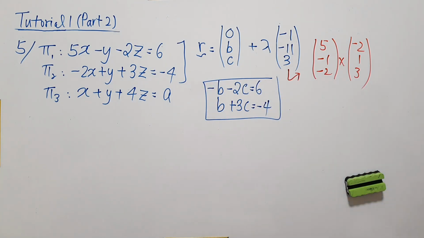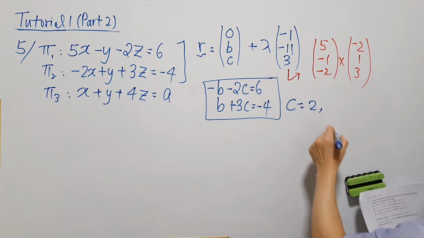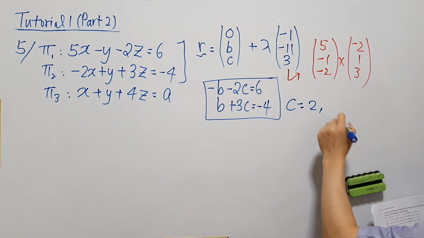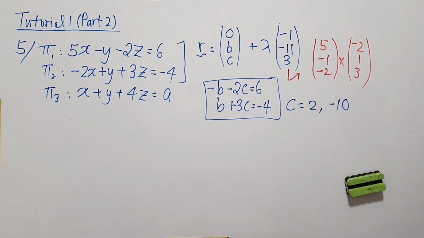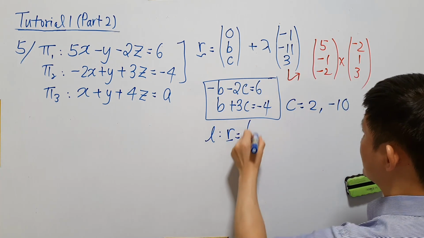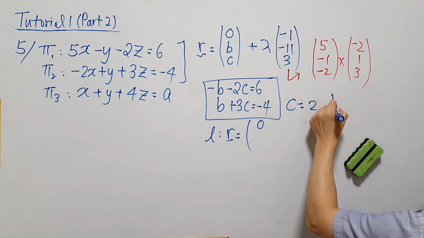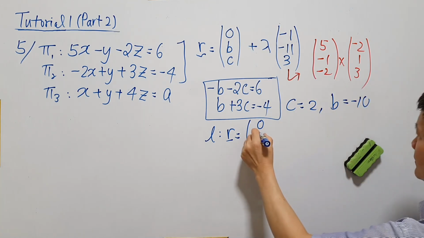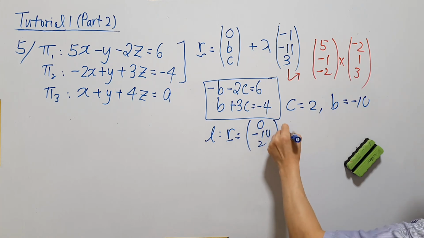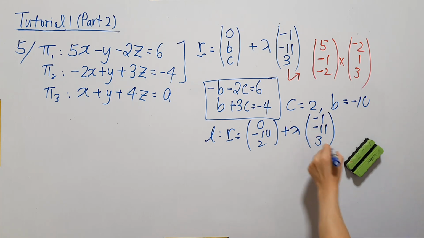So C is equal to 2, and B is equal to minus 10. Let's check again. Yep, it looks good. So therefore, the equation of my line L is r equals 0, minus 10, 2, plus lambda of minus 1, minus 11, 3. Okay.